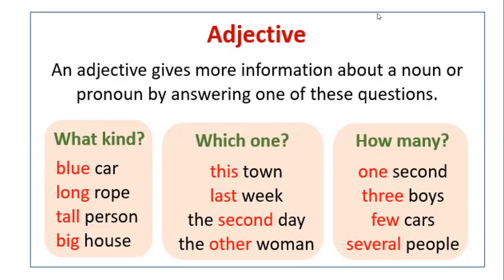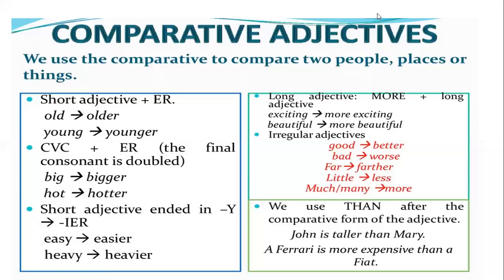One, three, few, several. Okay, after reminding what an adjective is and what we use it for, we will continue with comparative adjectives. We need to be clear on what an adjective is and what we use it for. Then we come to this part where we start comparing two people, places, or things. So basically, comparative adjectives help us to compare two people, places, or things.